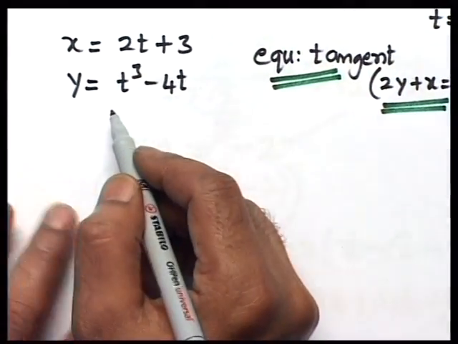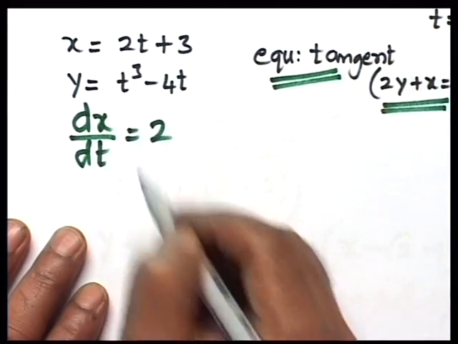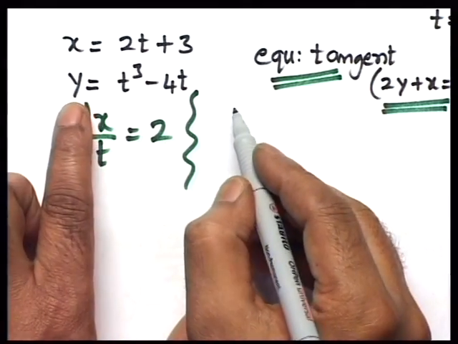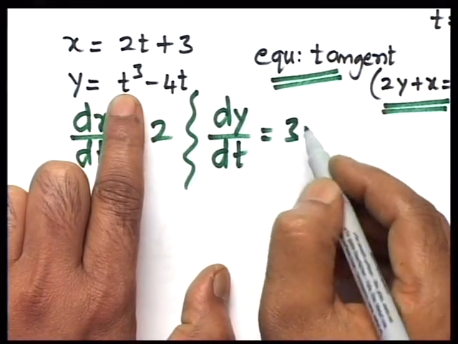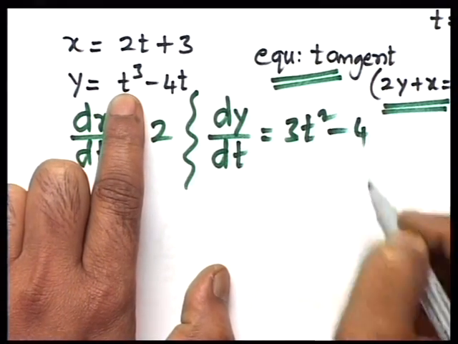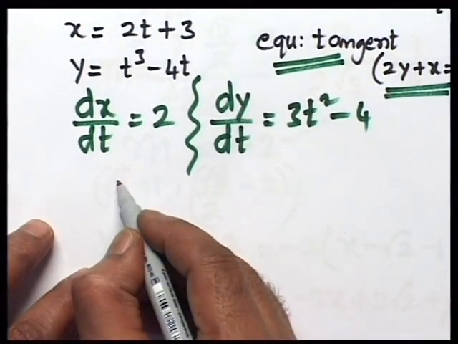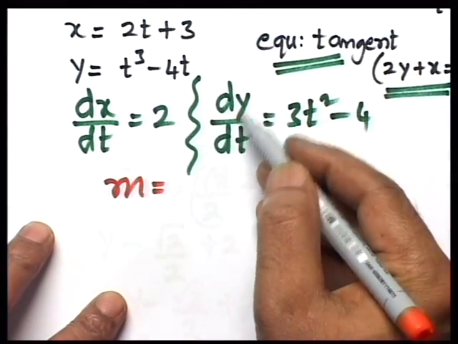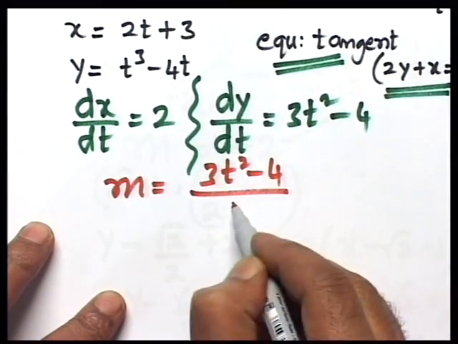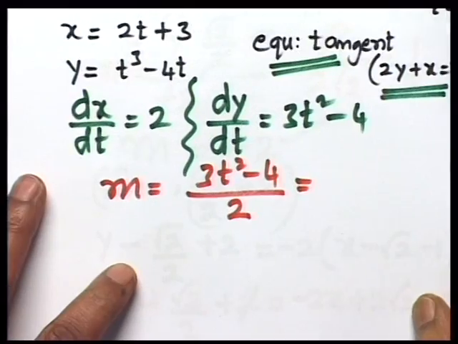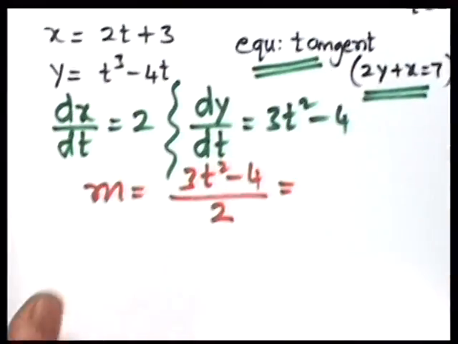All right. So step 1, dx over dt, done, equals 2. Step 2, dy over dt. That's a bit of a big one, 3t squared minus 4. That's just a number. And the gradient, we said, is the y answer divided by the x. So it should be 3t squared minus 4 divided by 2, and we substitute t as minus 1. Watch that, that's what they asked us. That's the equation of the tangent, please, not the normal.